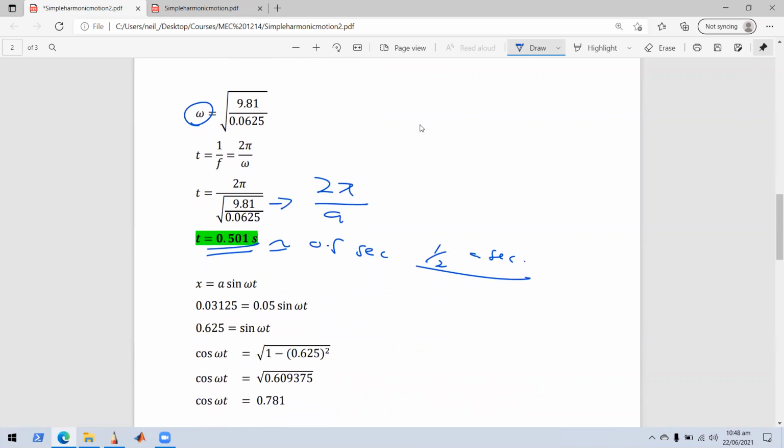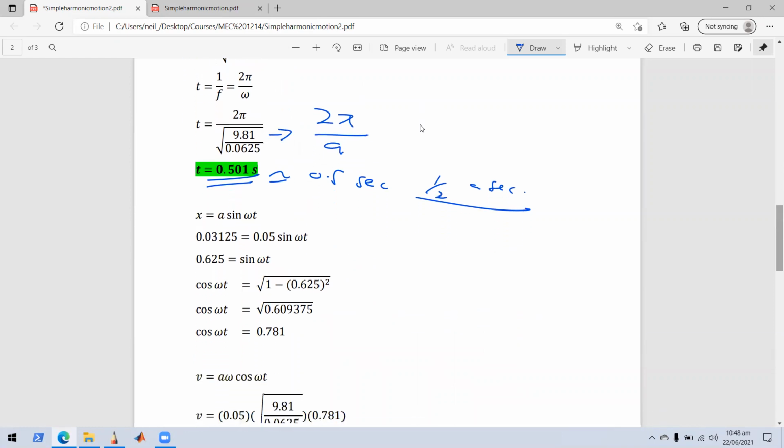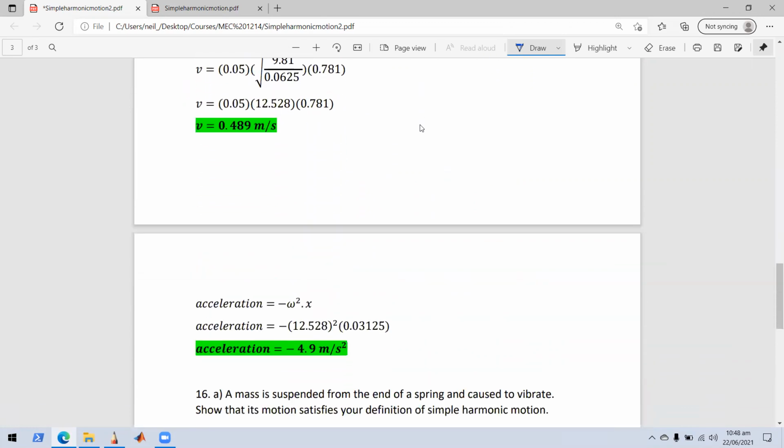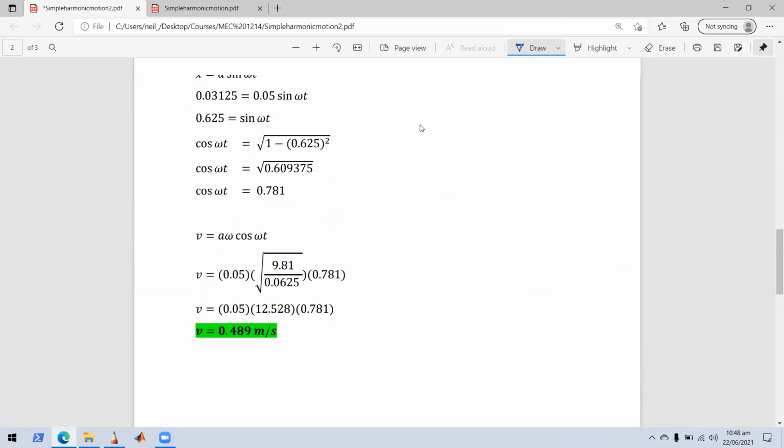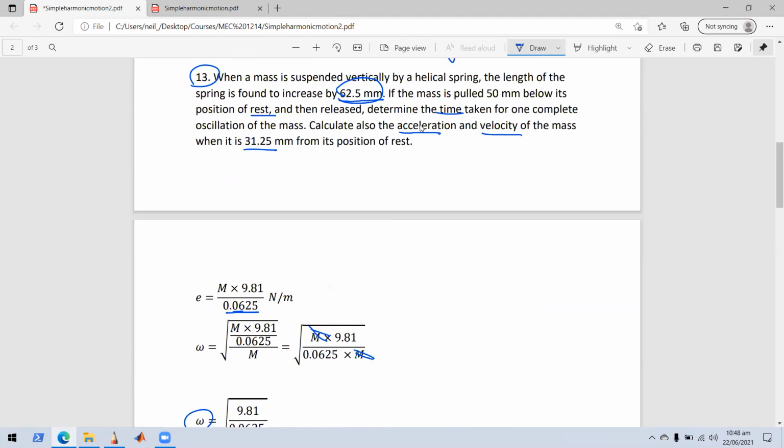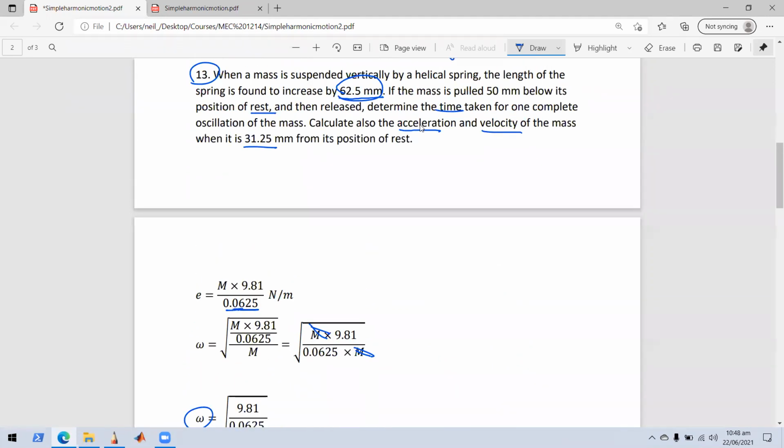Now, we found time. The next things we need to find are velocity and acceleration, but at a particular point, when it's 31.25 millimeters. So let's just convert this right away. This is equal to 0.03125 meters. So when you see this number pop up, you know this is where it comes from.